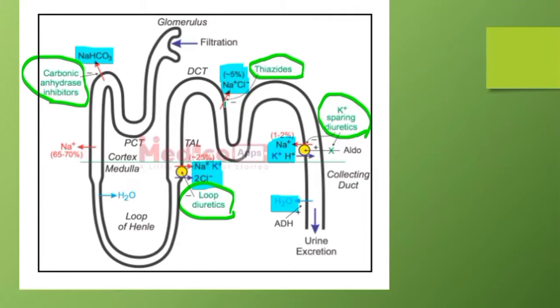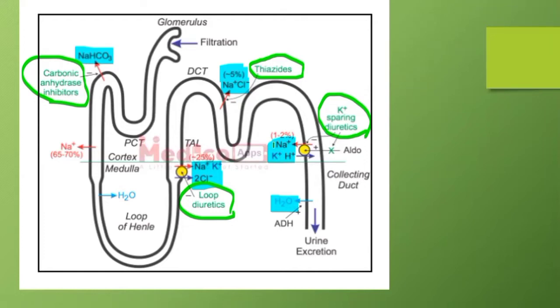So it causes diuresis. Same for spironolactone, also known as a potassium sparing diuretic. It acts on the collecting tubule. It is going to block the sodium potassium hydrogen ion channel, but it will not lead to excretion of potassium. That is why it is known as a potassium sparing diuretic.